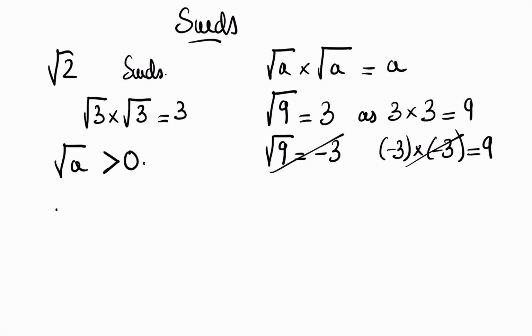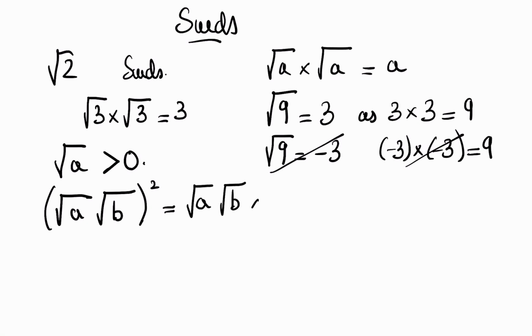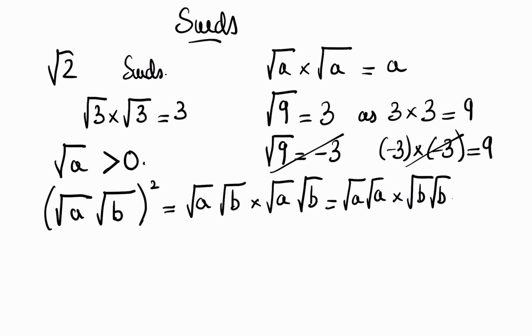So now, root of A times root of B. If I just take the square of that, that's square root of A times square root of B times square root of A times square root of B, which we can swap the middle terms. So that's square root of A times square root of A times square root of B times square root of B. Therefore, it's A times B.